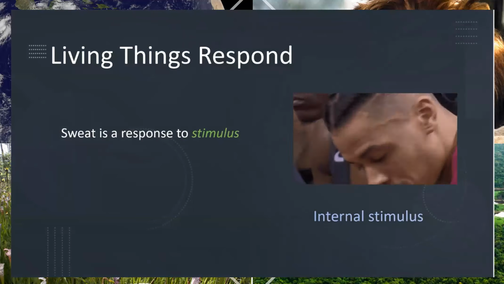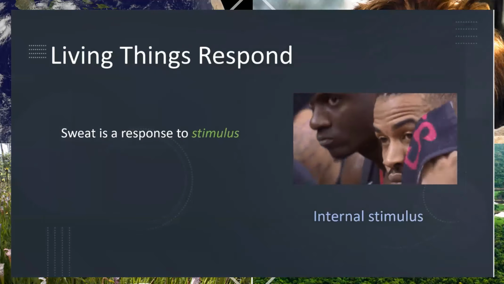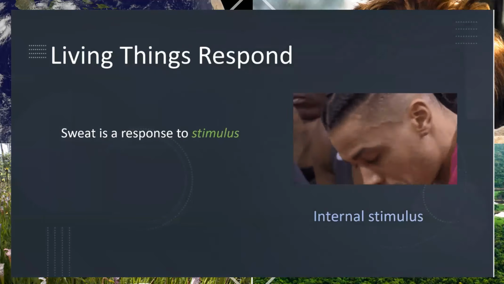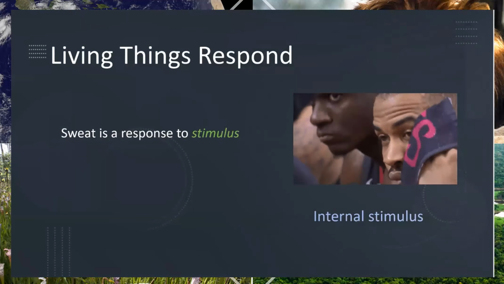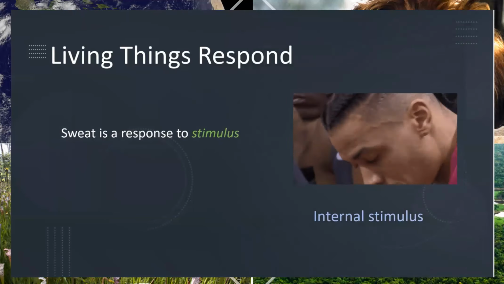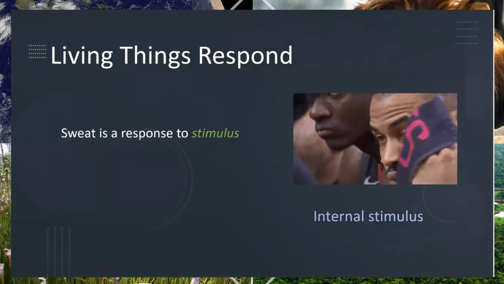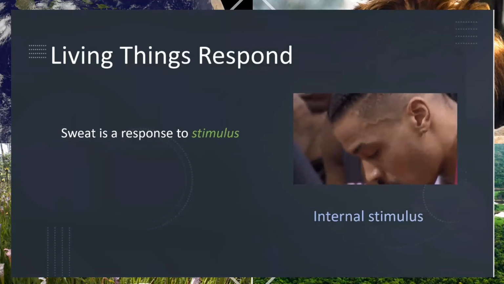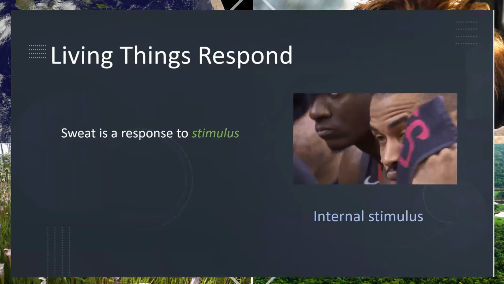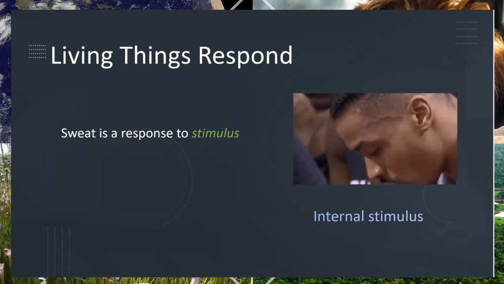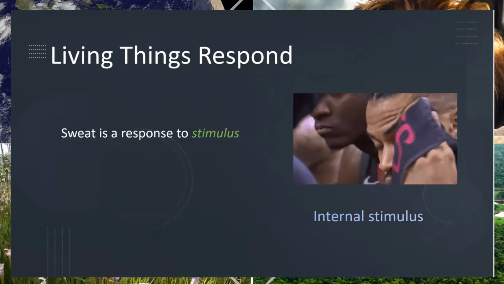In this image, we have a picture of sweat. This is an athlete, a basketball player, he's sweating. So sweat is a response to stimulus. In this case, it's an internal stimulus. On the inside of the athlete's body, his temperature was raised, he got a little bit hot, and so his pores opened up to release some of the heat.